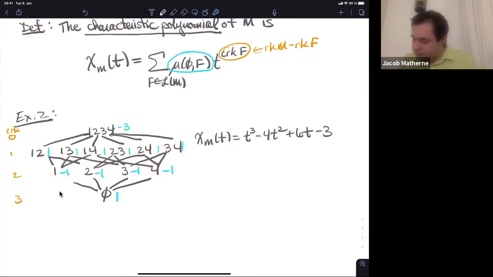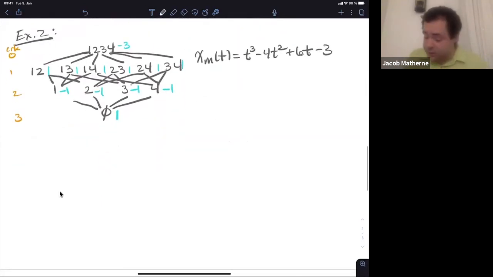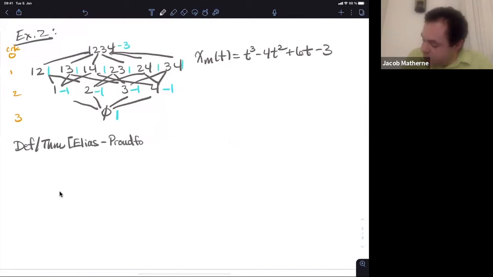Okay, so let me give you the definition of the Kazhdan-Lusztig polynomial, which will be one of the main topics of my main talk. So this is a definition / theorem. So I'll explain what that means. But it was defined in a paper by Elias, Proudfoot, and Wakefield in 2016.